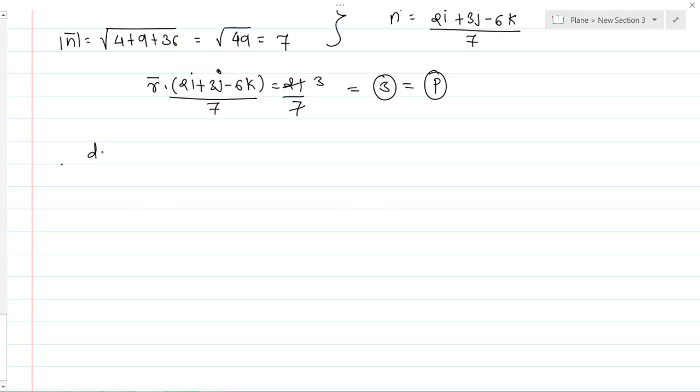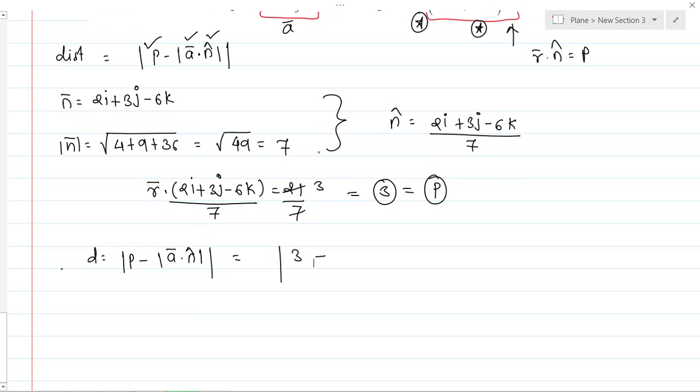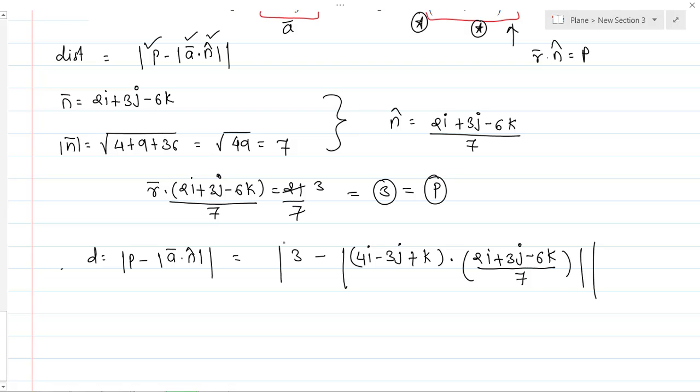So the distance d is equal to mod of p minus mod of a bar dot n cap. Which is nothing but, distance p is 3 minus, what is a bar? A bar is 4i minus 3j plus k. It's mod of 4i minus 3j plus k dot n cap. n cap is nothing but 2i plus 3j minus 6k whole divided by 7. Okay, that's great. This is the modulus of the whole expression and this is the modulus of the inner one.